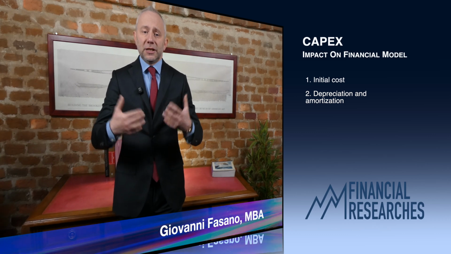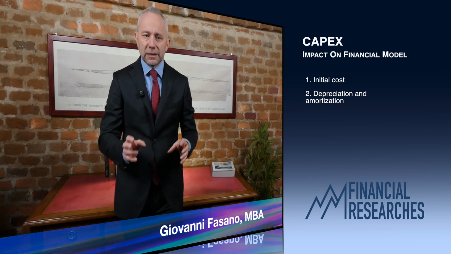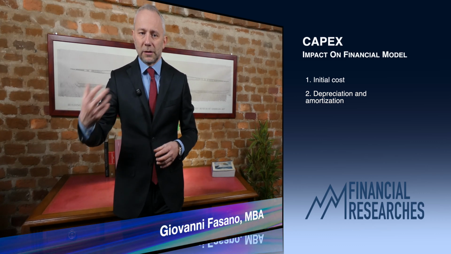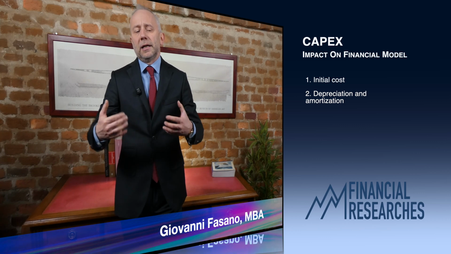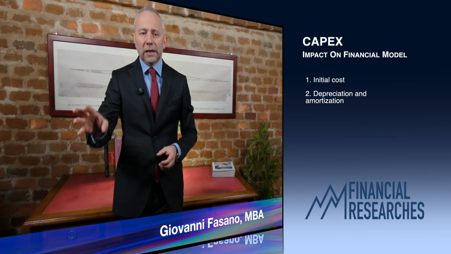And then we have depreciation and amortization. The costs are spread out over the useful life of the asset, impacting the profit and loss statement through depreciation and amortization expenses. Depreciation relates to tangible assets and amortization to intangible ones.